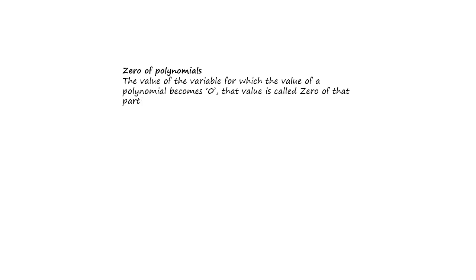Now let's go to the zero of a polynomial. The value of the variable for which the value of a polynomial becomes 0 is called the zero of that particular polynomial. For example, zero of p(x) equals 2x plus 1 is minus 1 by 2. That means when the value of x is minus 1 by 2, the polynomial 2x plus 1 becomes 0. That's why minus 1 by 2 is called the zero of the polynomial p(x).